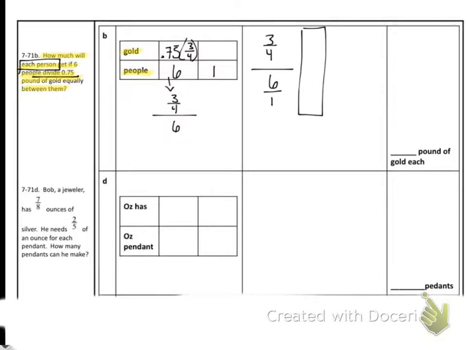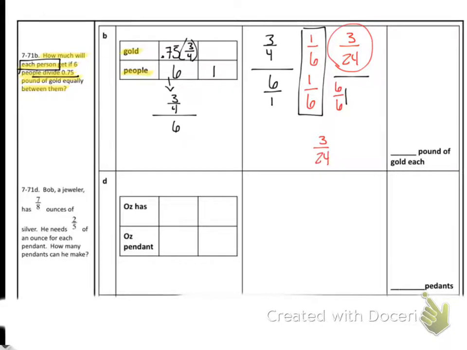We want to find one person, which means we're going to divide, because that allows us to flip this fraction and end up with 6 over 6, or 1 whole on the bottom. 1 over 6 is going to go on the top. 3 times 1 is 3. 4 times 6 is 24. 3/24 is a proper fraction. However, we can simplify it.